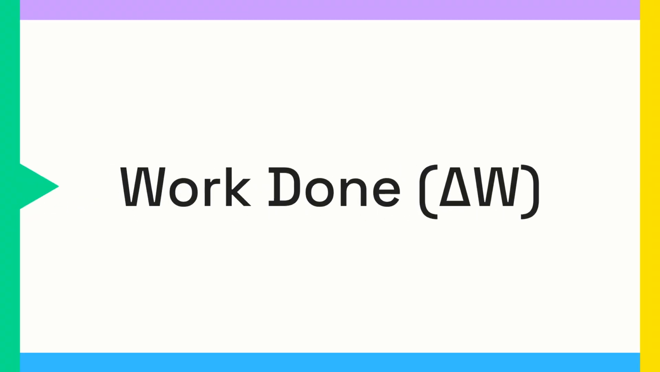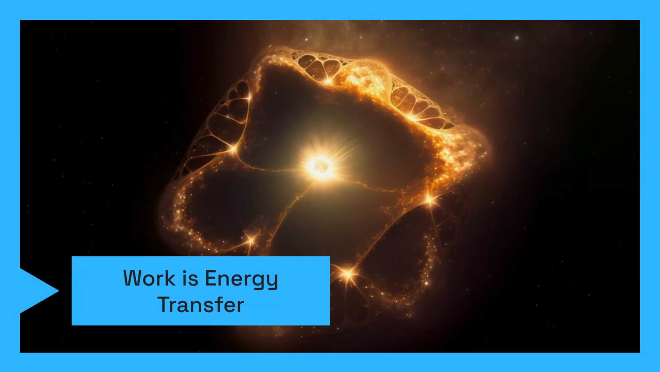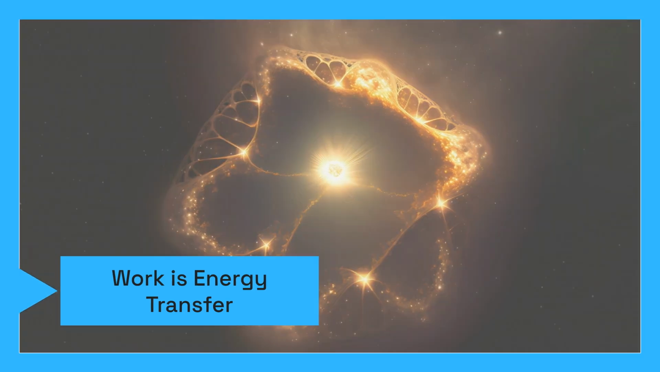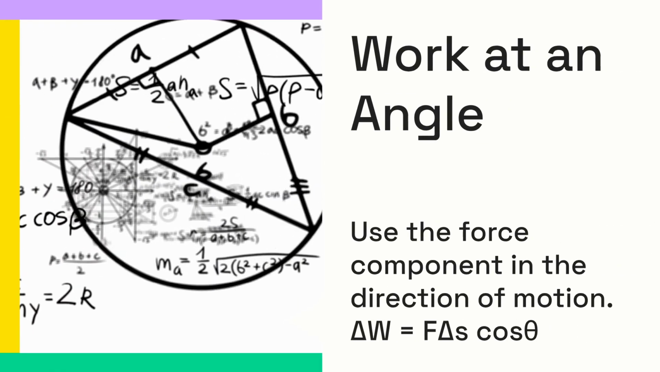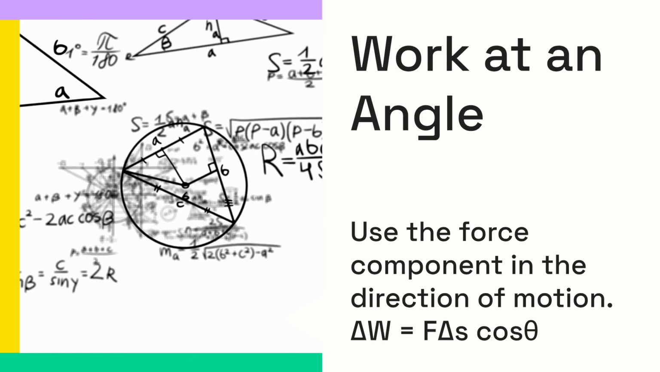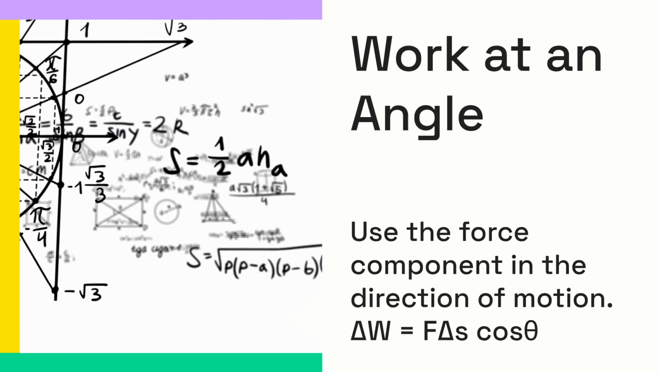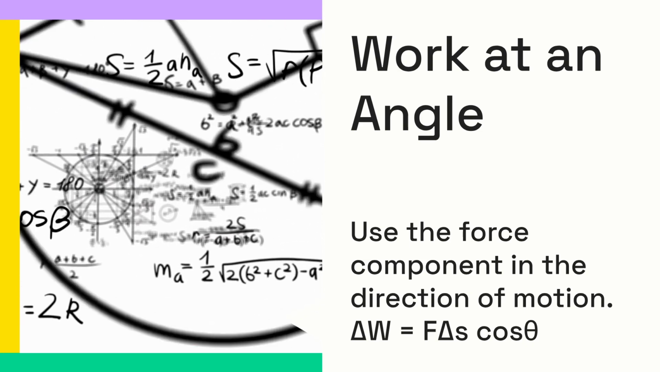Next, let's understand the concept of work done in physics. Work is done when a force causes a transfer of energy. When a force acts at an angle to the direction of motion, we only use the component of the force in that direction. Our general formula becomes work equals force times displacement times the cosine of the angle between them.